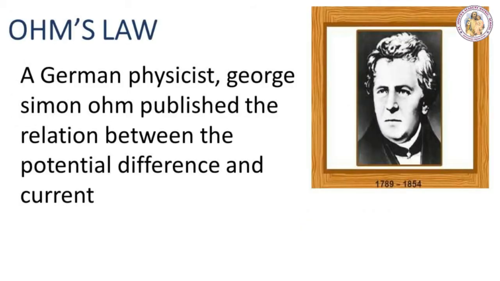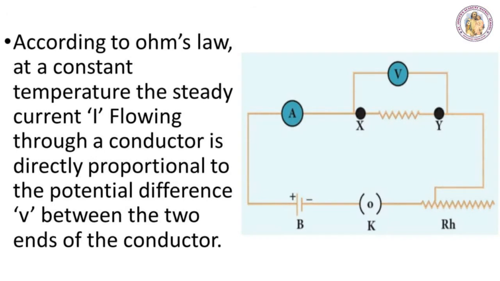We'll see the topic of Ohm's law. A German physicist, Georg Simon Ohm, published the relation between the potential difference and current, which is known as Ohm's law. This relation can be understood from the following activity. According to Ohm's law, at constant temperature, the steady current I flowing through a conductor is directly proportional to the potential difference V between the two ends of the conductor.